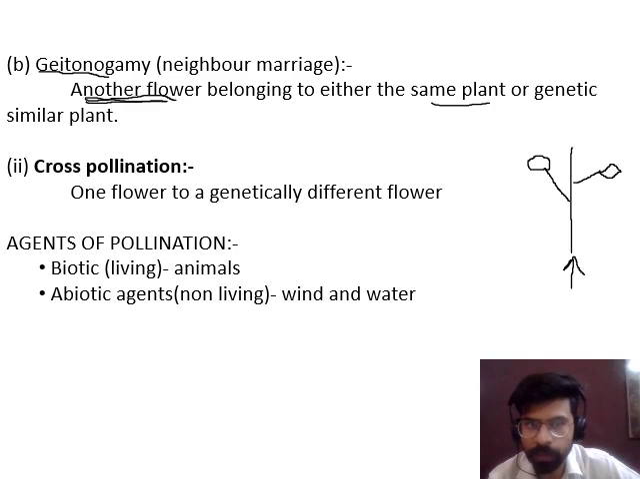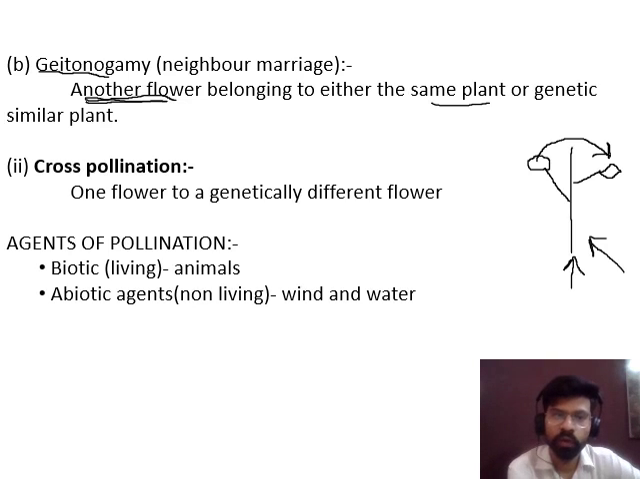So the pollen grain transfers from this flower to this one here. It is a type of geitonogamy, which means the transfer of pollen grain from the anther to the stigma of another flower belonging to the same plant. This is the same plant. This is the mechanism of geitonogamy.